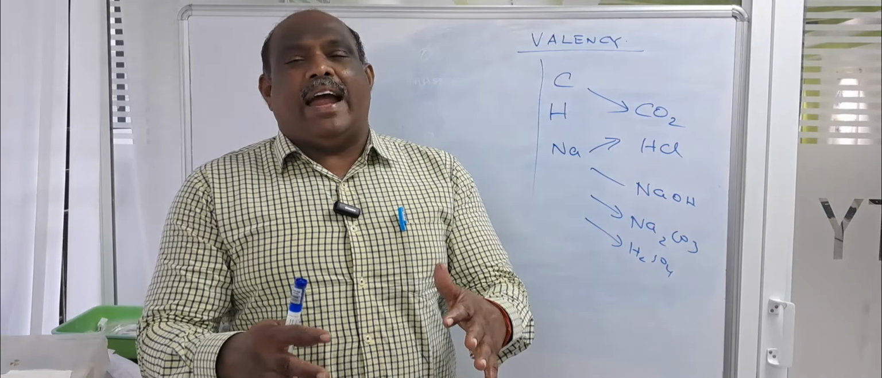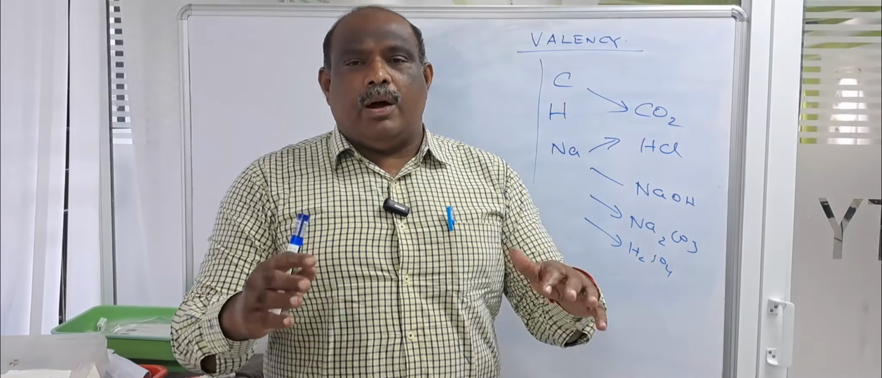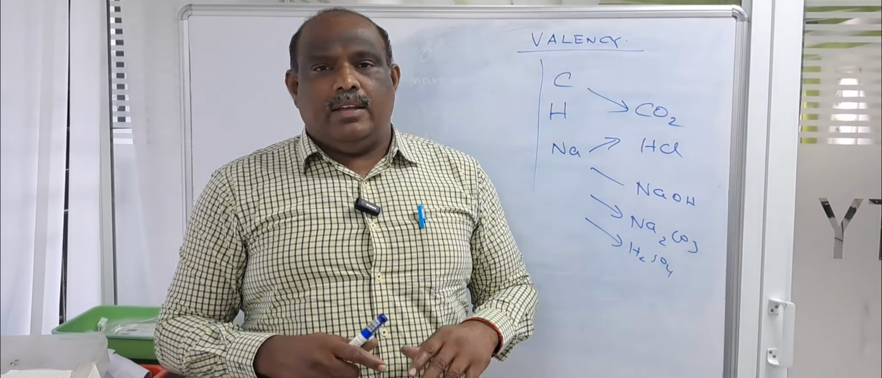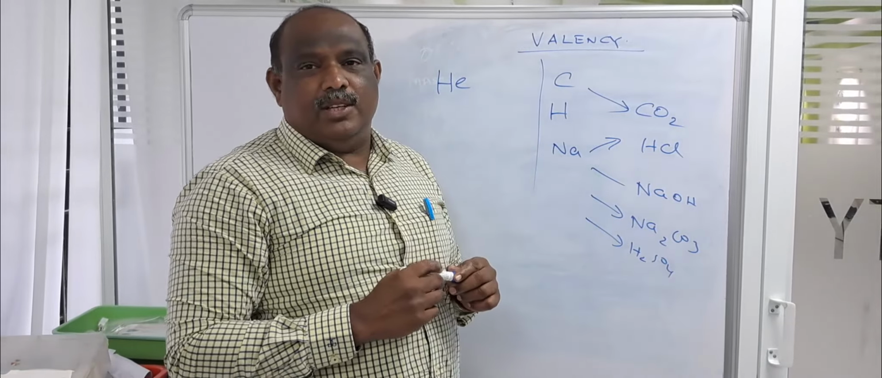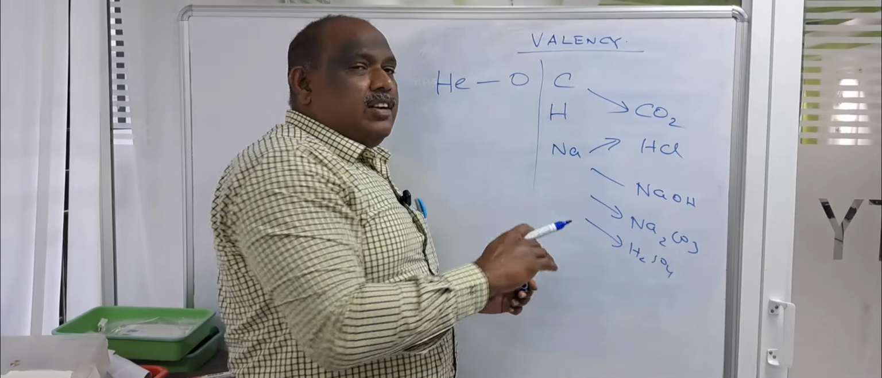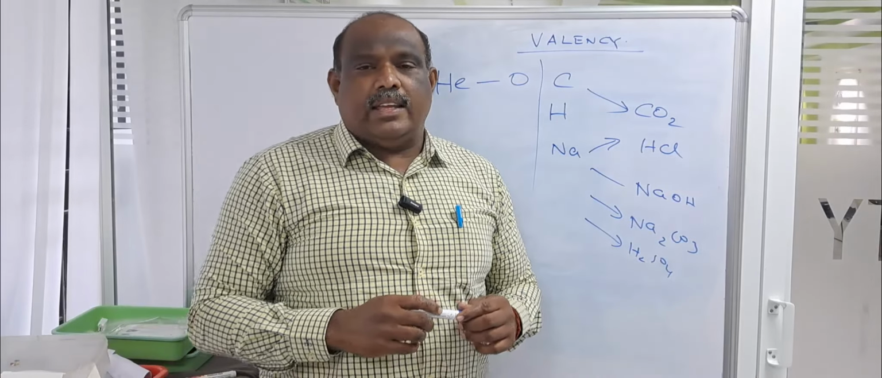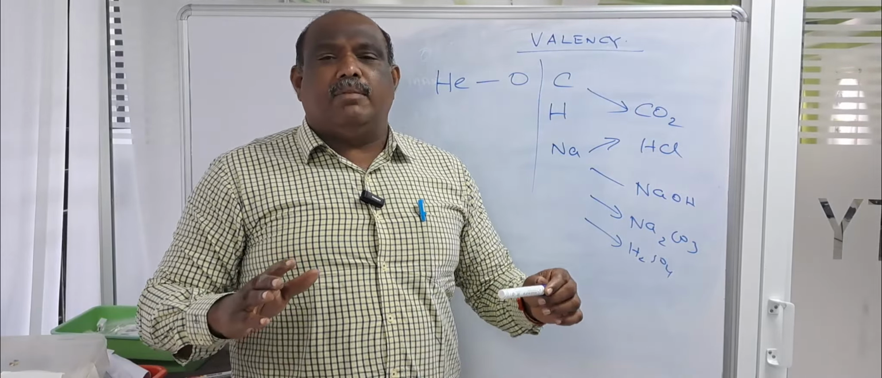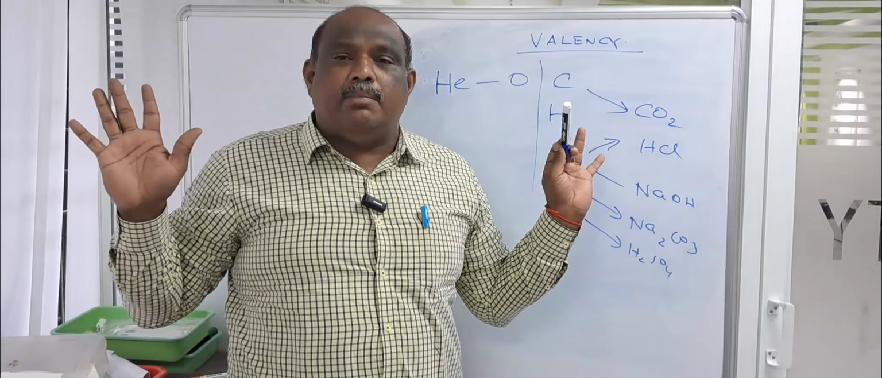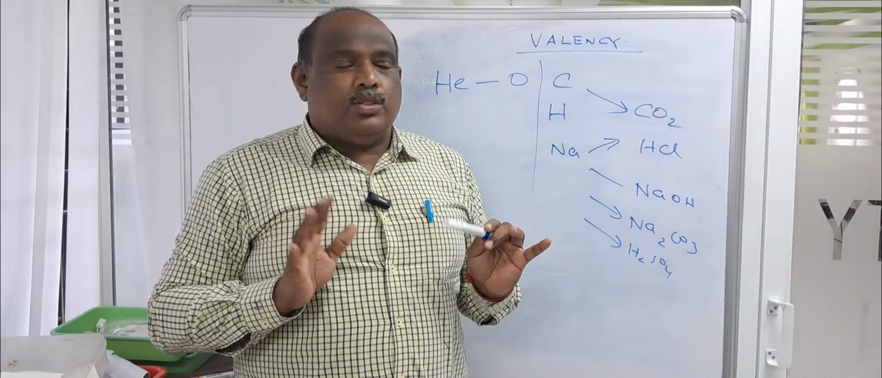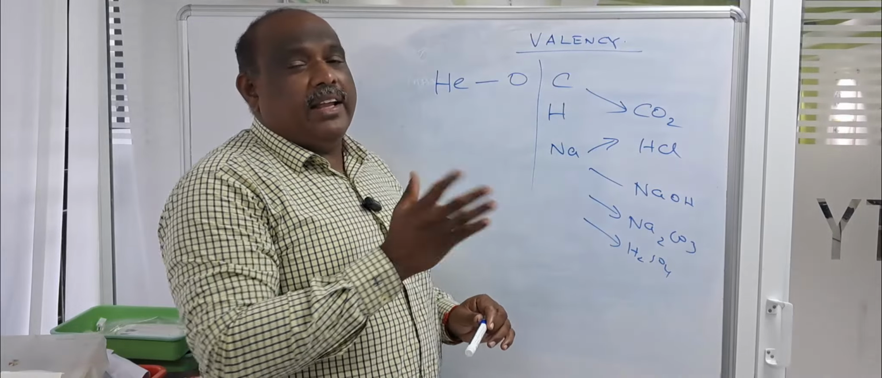The combining capacity of an atom to form a compound is called as valency. The combining capacity of an atom to form a compound is called as what? Valency. What is the valency of helium? Zero. Which means it cannot combine with any other element to form a new compound. It is like a priest. Here combining capacity is nothing but like your marriage. This fellow priest doesn't want to have any marriage at all because he is already stable. I am peaceful with mine. So he doesn't want to have any valency, or he doesn't want to combine with the other elements.